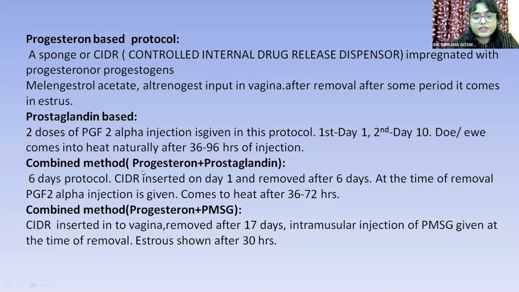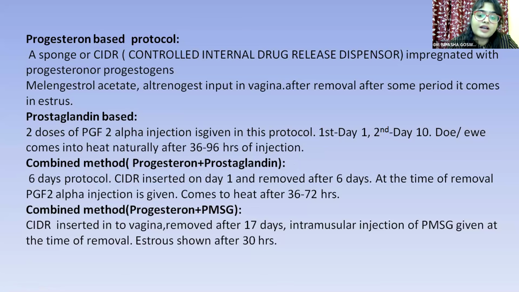And there is the combined method, progesterone and prostaglandin combined. It is a 6 day protocol. At first, a CIDR sponge is inserted on day 1 and removed after day 6. When it is removed, at that time a PGF2 alpha injection is given to the animal, and in this method the animal naturally comes into heat after 36 to 72 hours.